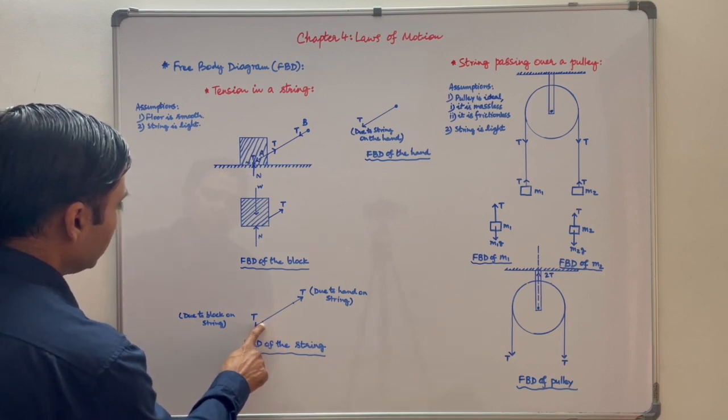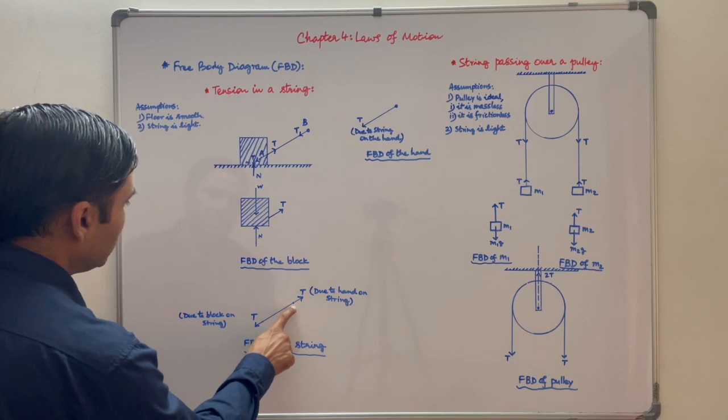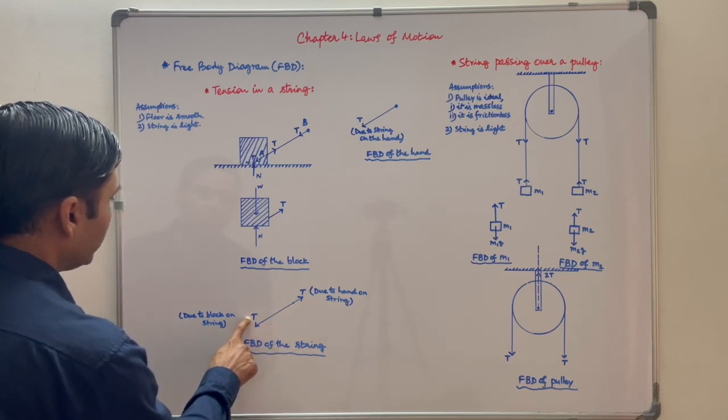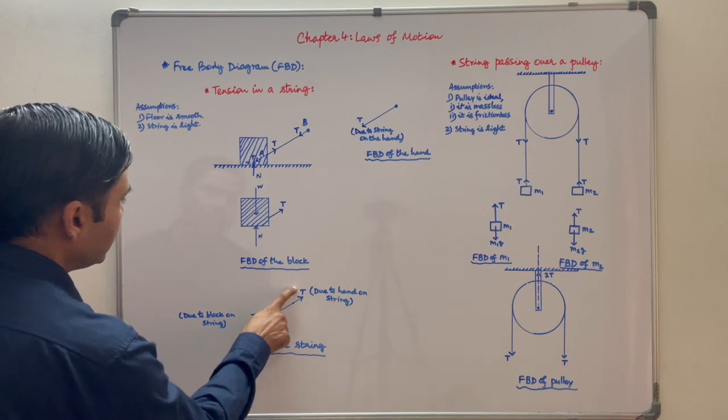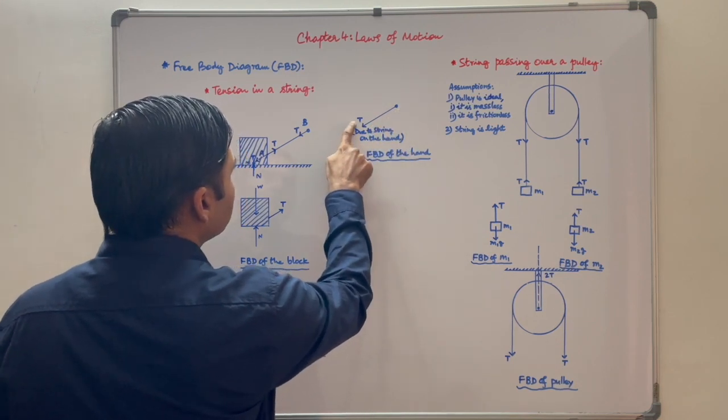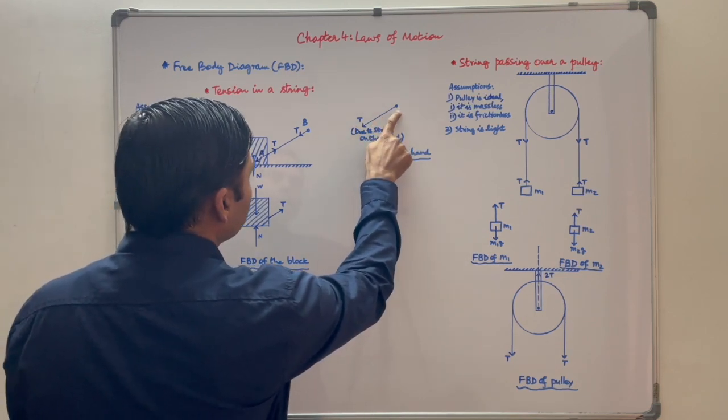This end of the string is connected with block, and this end of the string is connected with hand. This is the tension force created on the string by the block, and this is the tension force created on the string by the hand. String is pulled by the hand, so this tension force T is created by the string on the hand.